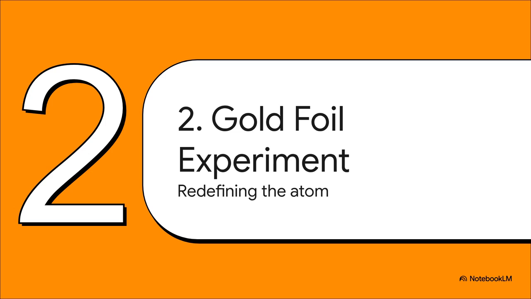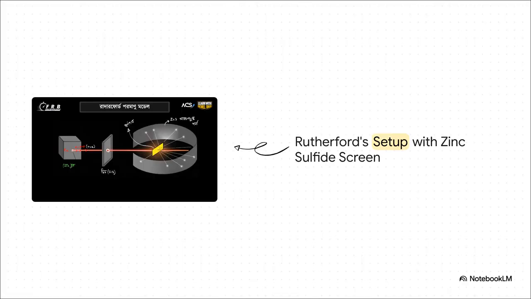Section 2. Rutherford's gold foil experiment. Now, this is the experiment that completely shattered early assumptions. And what's really amazing here is the sheer elegance of the physical setup. Rutherford, along with Geiger and Marsden, basically placed a radioactive source inside a lead block. This source fired a highly energetic beam of alpha particles, which, by the way, are essentially just super fast-moving doubly positive helium ions, straight through a tiny slit.